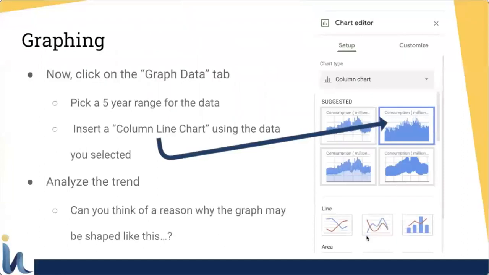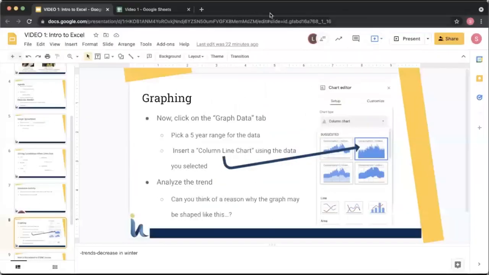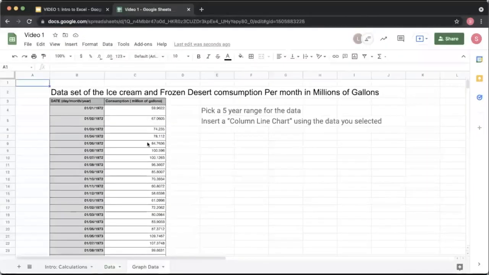Perfect. So now we're going to move on to the graphing aspect of today's video. So we're going to show you how to graph this data now. So on Excel, we're first going to go to the graph data tab, at the bottom, which is down there. And then you're going to pick any 5-year range from this data. For our ease, we'll just pick the first 5 dates, but feel free to pick any.